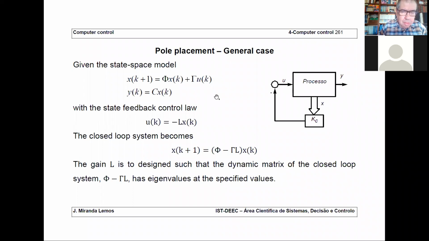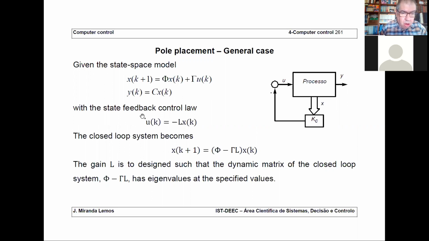So we were speaking about designing a controller by doing feedback of the state and placing the poles of the controlled system. So what is the idea? The idea is that you assume that you know the state model of the process that you want to control, which is x of k plus 1 equal to some matrix phi times x of k plus some vector gamma times u of k, assumed constant.